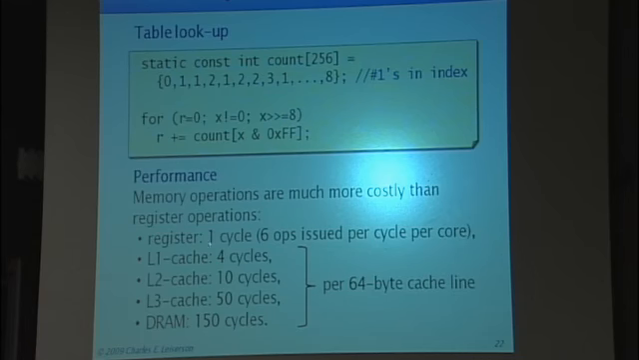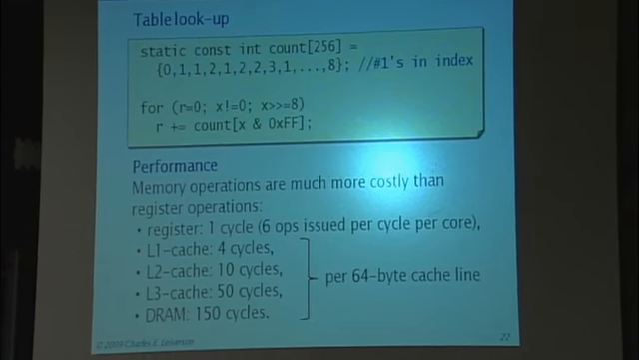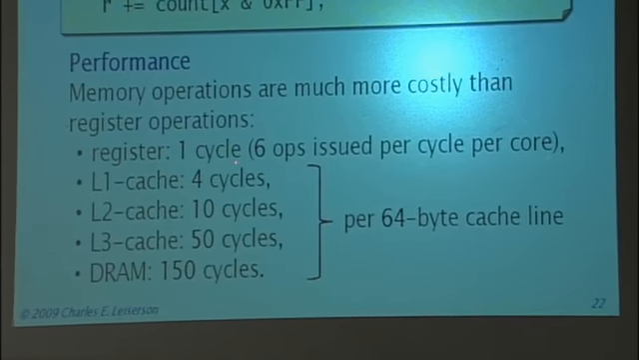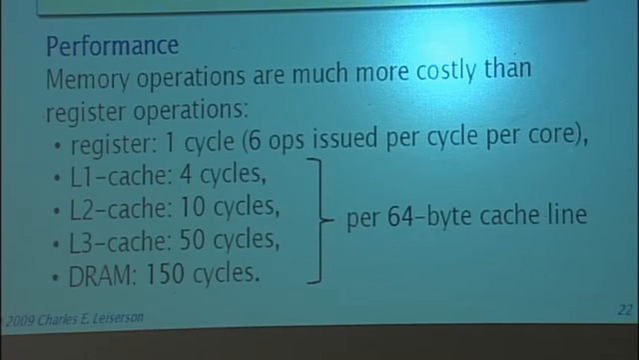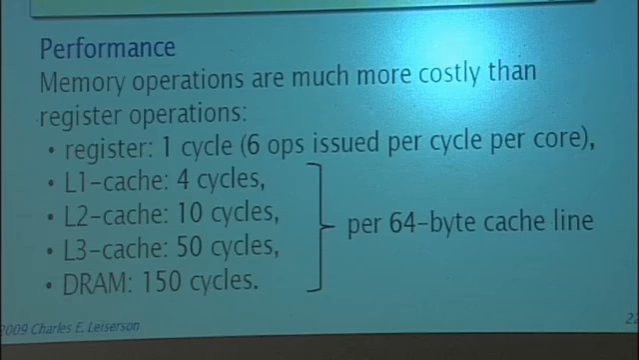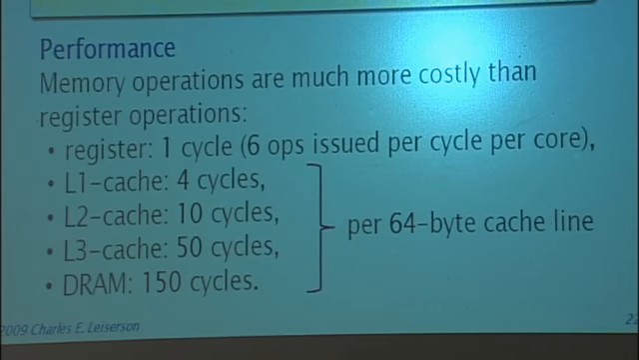So here are some common numbers. These are approximate. Generally, if you're doing operations on registers, it's 1 cycle, and you can issue 6 per core per cycle. If it's an L1 cache, it's going to cost you around 4 cycles. L2 cache about 10, L3 about 50, and DRAM about 150 to 200 cycles. When you access these, you generally get a 64-byte cache line, so you're getting more than one. But if what you're doing is random access in a table, it doesn't help that all those other bytes are coming in.